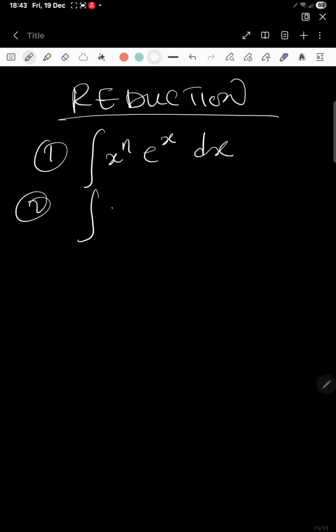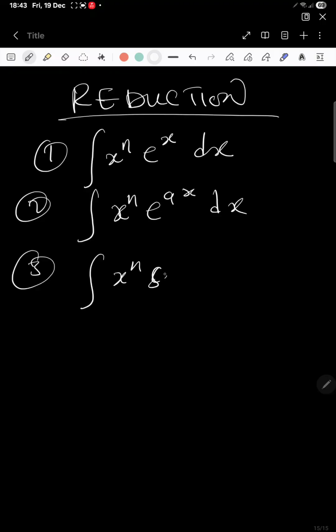parts. So for instance, we have 6 common forms of reduction, and these forms are: number 1, we have the integral of x to power n e to power x dx. Number 2, we have the integral of x to the power n e to power ax dx. Number 3, we have integral of x to power n sine of x dx.